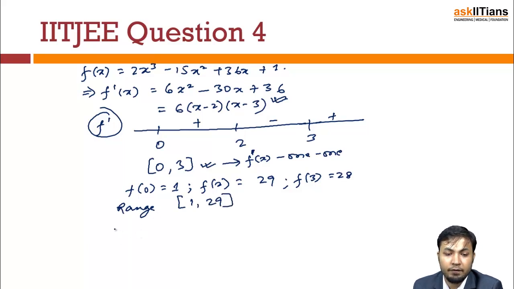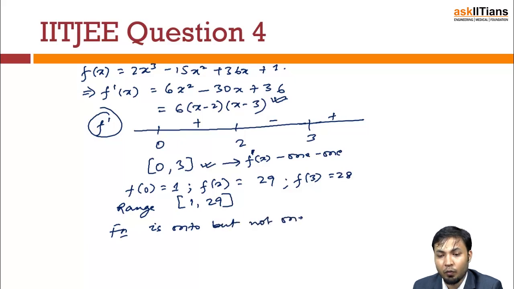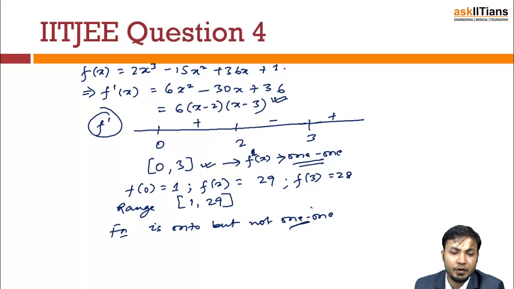So the function is onto but not one-one. Why? Because it is non-monotonic in this region. So my f dash(x) changes sign, but my function f(x) will not be one-one. So that is the answer for the fourth question.